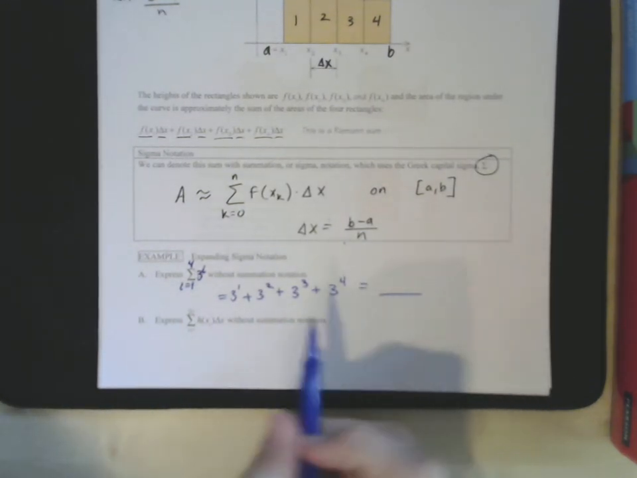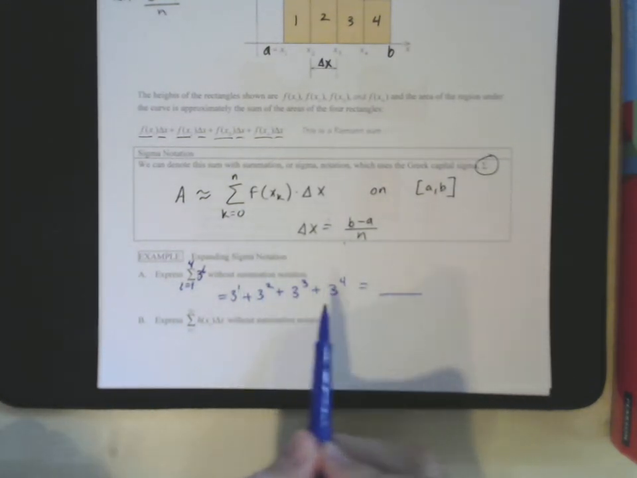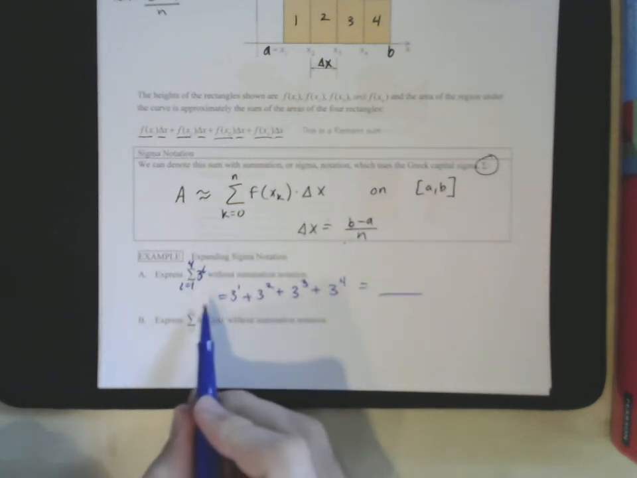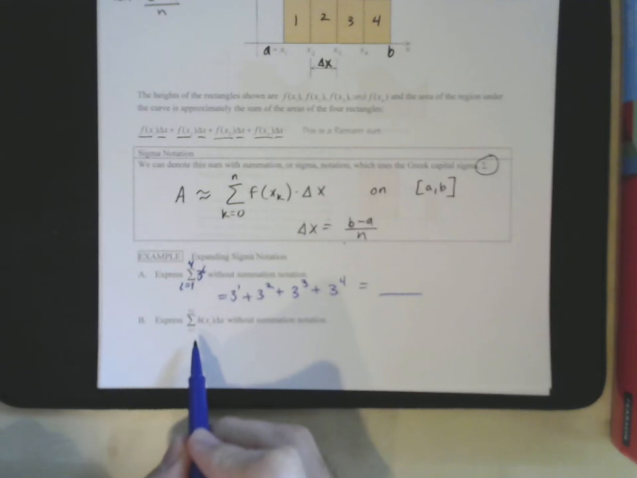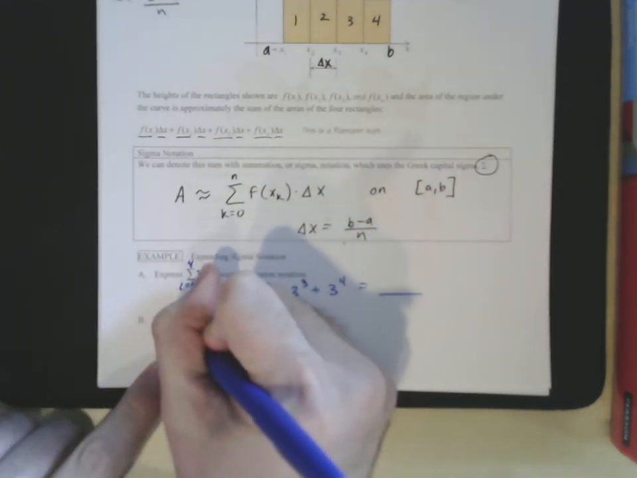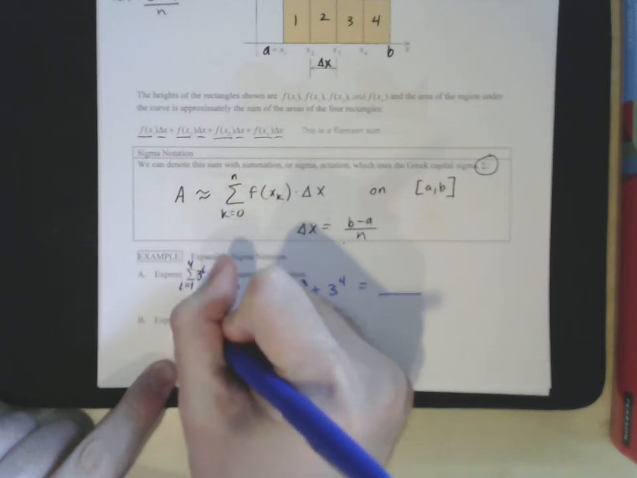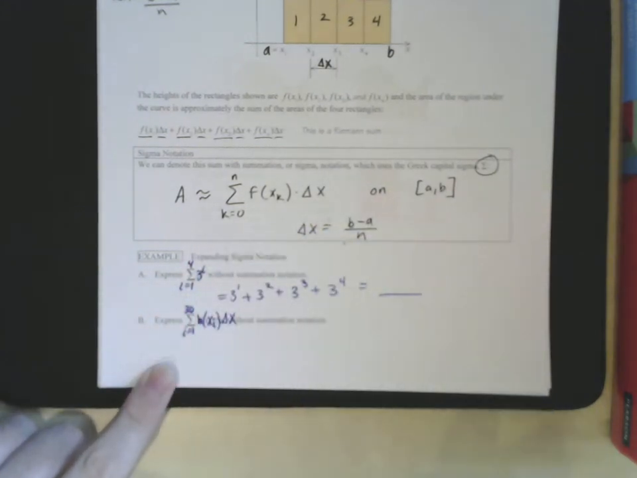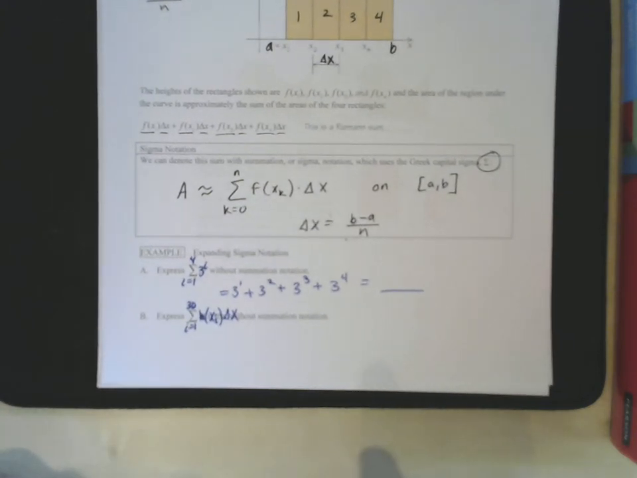What that equals is not necessarily important. You can do that, but the important part is knowing how to expand this. So now we're going to make this a little bit more difficult. We're going to express the sum from i equals 1 to 30 of h of x sub i times delta x without summation notation.